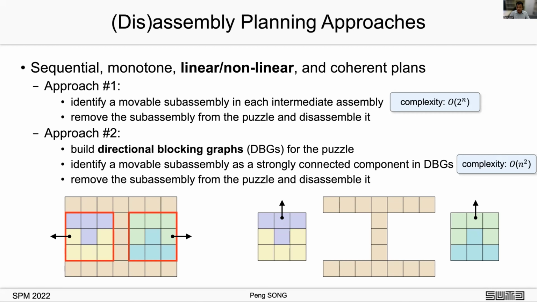This approach is much faster than the first one, since there exist algorithms with big O n to the power 2 complexity to identify strongly connected components in a directed graph, which are the sub-assemblies that are movable.